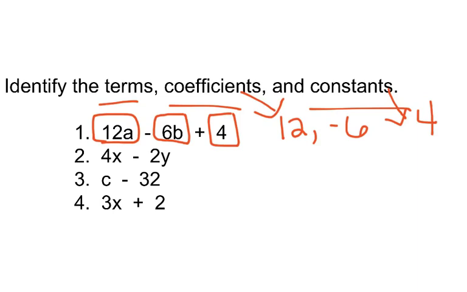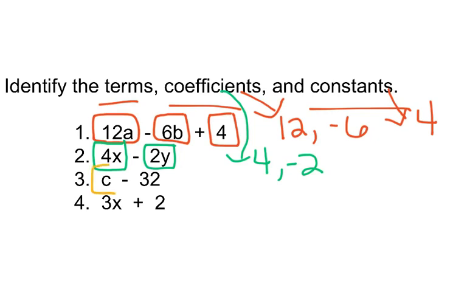Now in the second problem, we have 4x as one term and 2y as a term, separated by subtraction. And so we have coefficients of 4 and -2, and we have no constants in that one.